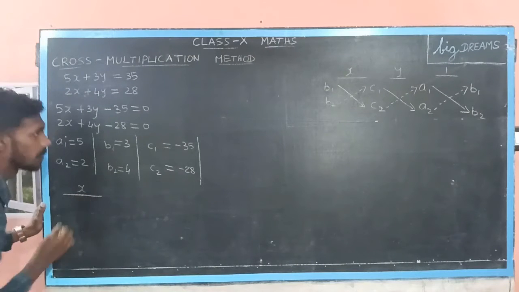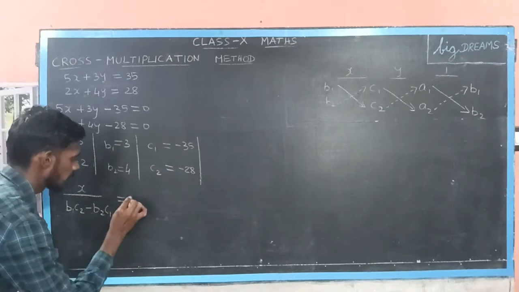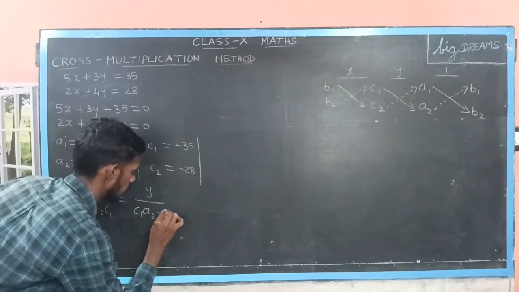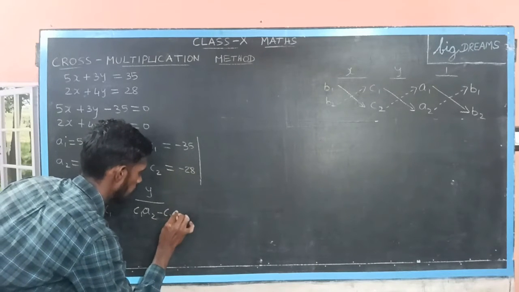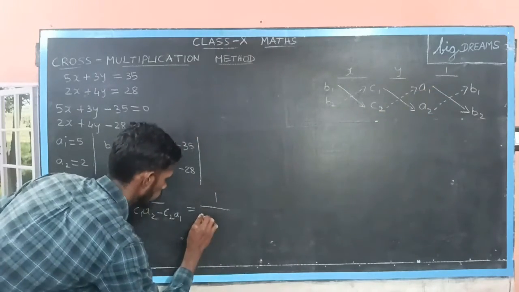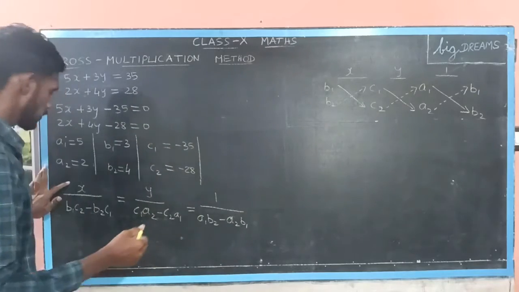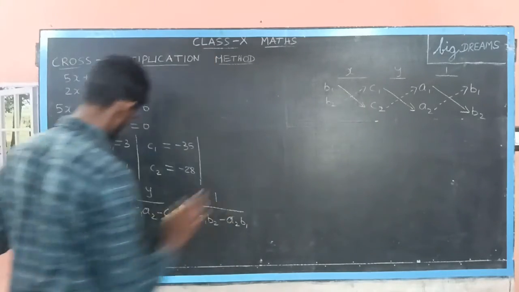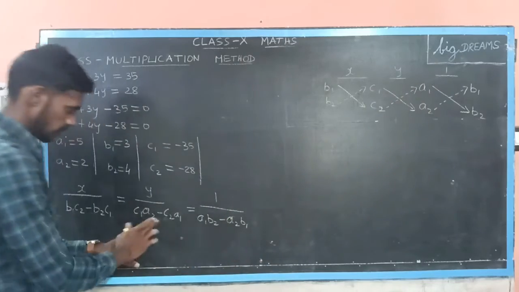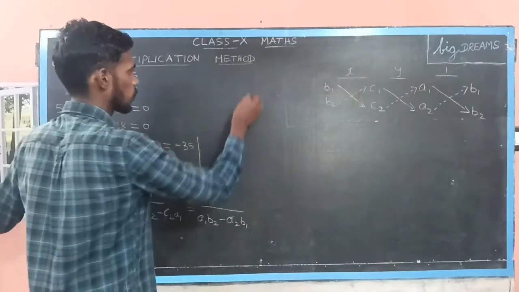So the condition can be easily written with this diagram. It is x divided by b1 c2 minus b2 c1 is equal to y divided by c1 a2 minus c2 a1 is equal to 1 divided by a1 b2 minus a2 b1. Okay. Now substitute the values.